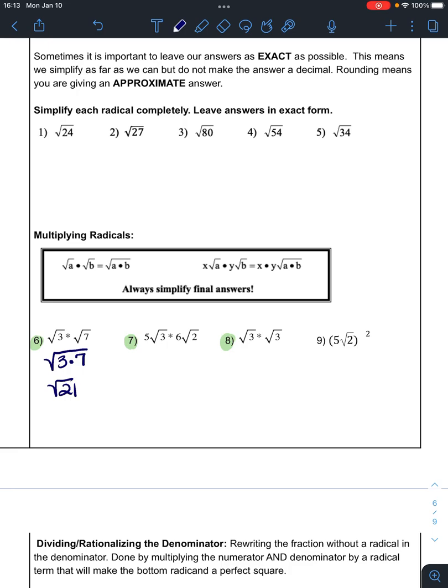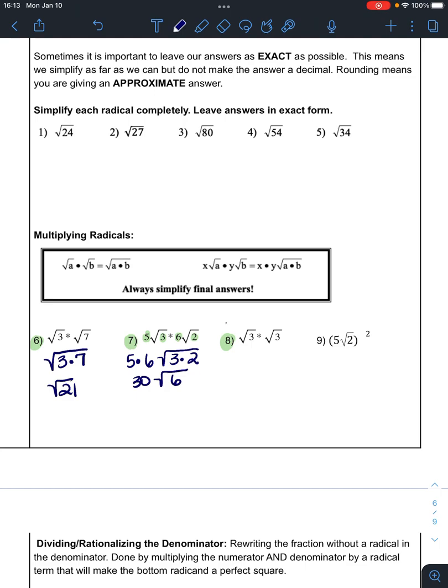And number 7, notice that you have numbers that are outside the radicand, and you have numbers that are inside the radicand. So what's going to happen is you're going to group them together so that your numbers outside get multiplied together and your numbers that are inside get multiplied together. And we're going to condense them into one single square root. Well, 5 times 6 is 30. And then we have the square root, and then 3 times 2 is 6.